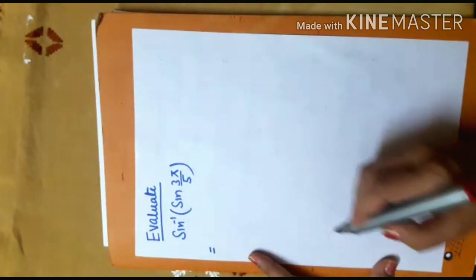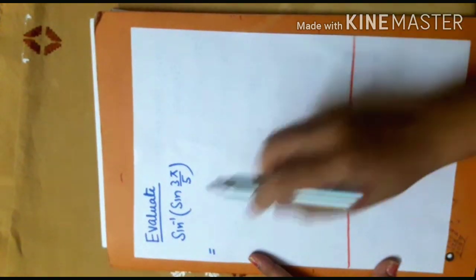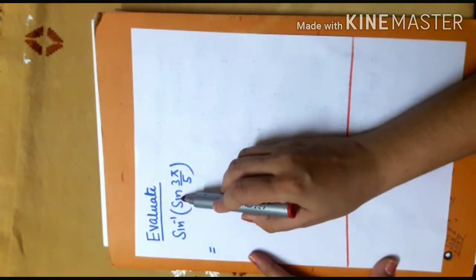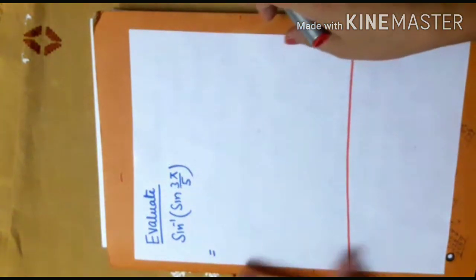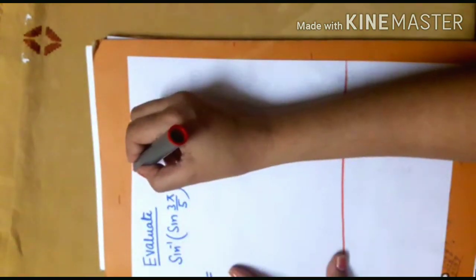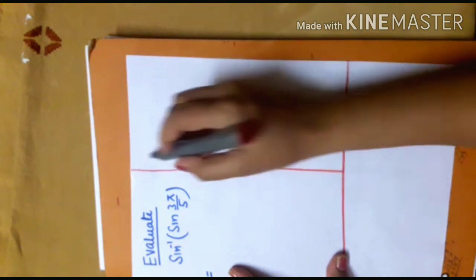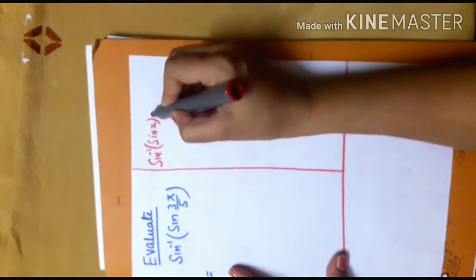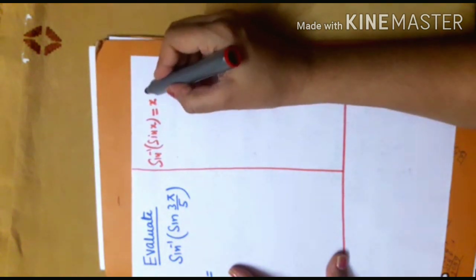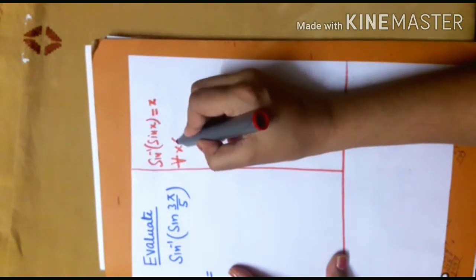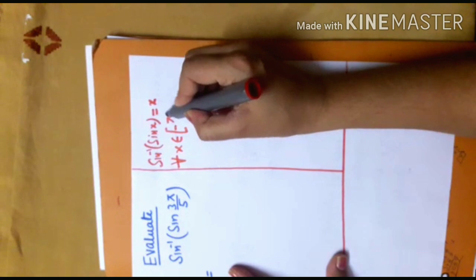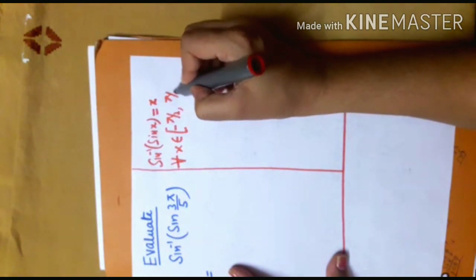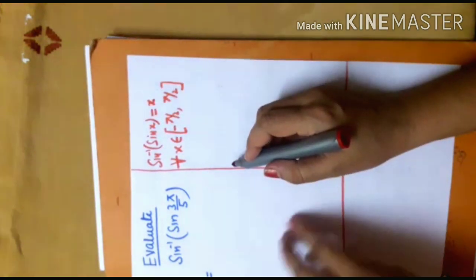Yes, let's take another question. Evaluate sine inverse sine 3 pi by 5. Yes, we learned that sine inverse sine x is equal to x for all x which belong to the closed interval minus pi by 2 to pi by 2.